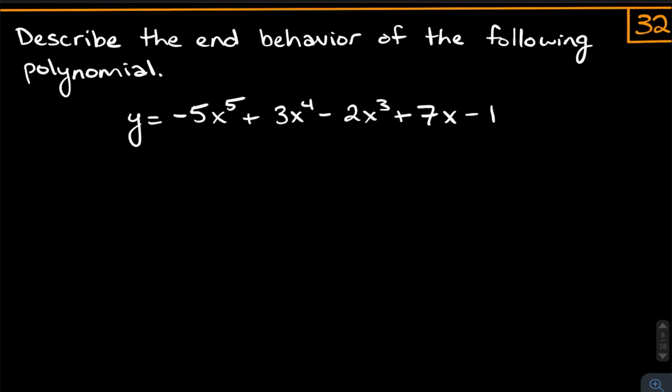So, question 32 asks us to describe the end behavior of the following polynomial. Okay? This one should just be a breeze. If we've already talked about 31, we've already talked about the end behavior and the two things that it relies on. We want to talk about where the highest power of x is. Well, it's right here, the negative 5x to the fifth. There are two things that we want to key in on for end behavior. The first thing is, is the highest power even or odd?